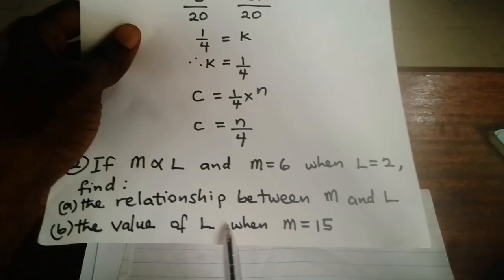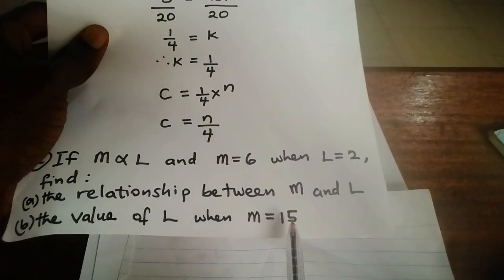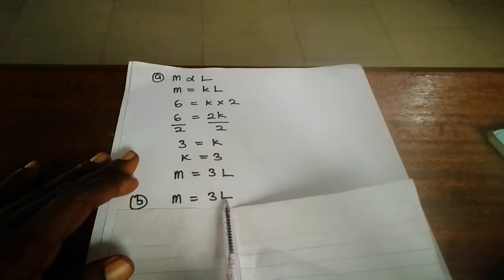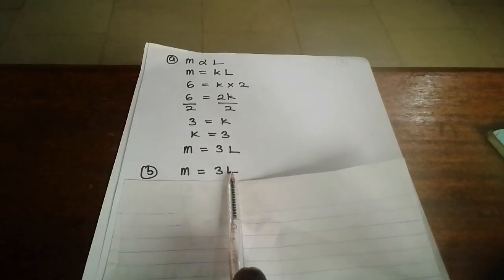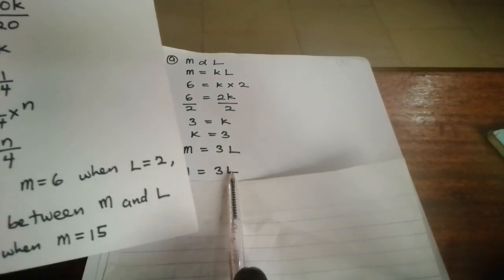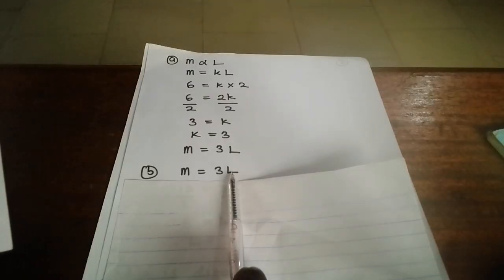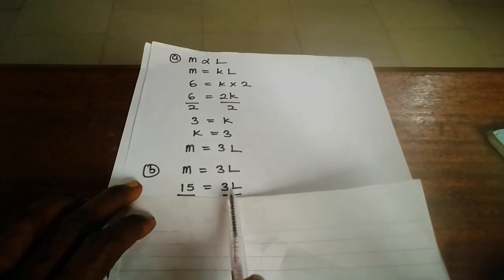Then the second part of the question says we should find the value of l when m is equal to 15. So you take m equals 3l to be the formula. That means you want to look for the value of l when m is equal to 15. So you now substitute 15 for m, which should be equal to 3 times l. So we have 15 is equal to 3l.